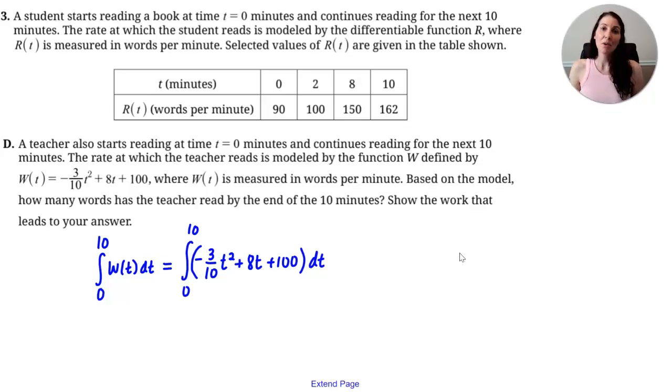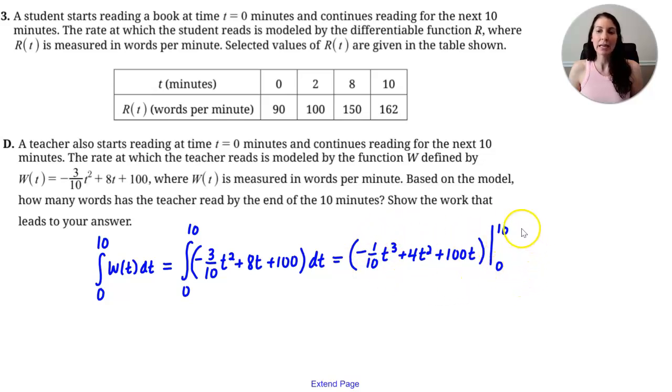And now this one, number 3, you cannot use a calculator. So we would need to find this integral by hand. So we need to integrate. And so the antiderivative of the given function would be negative 1/10 t cubed plus 4t squared plus 100t. And the way that I did it is I used the add 1 and divide method for each of these. And so now I need to evaluate this between 0 and 10.